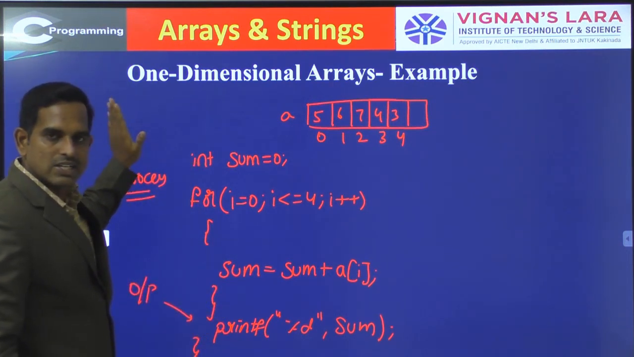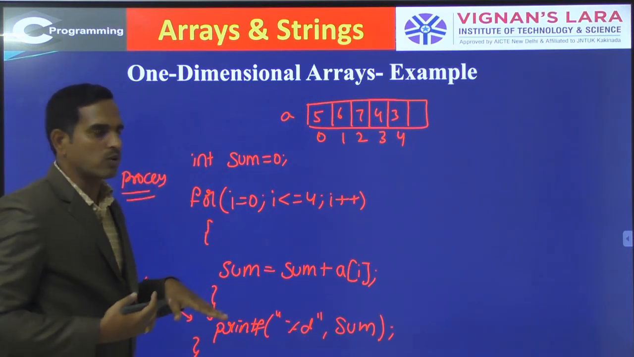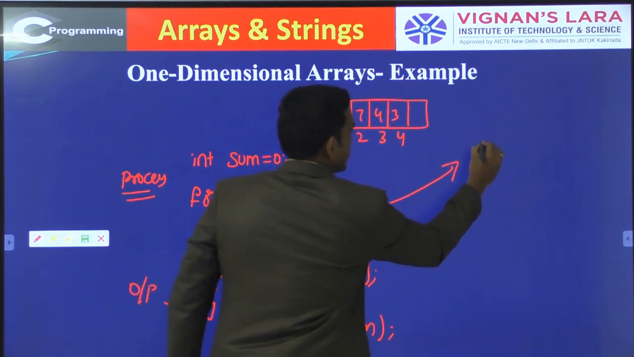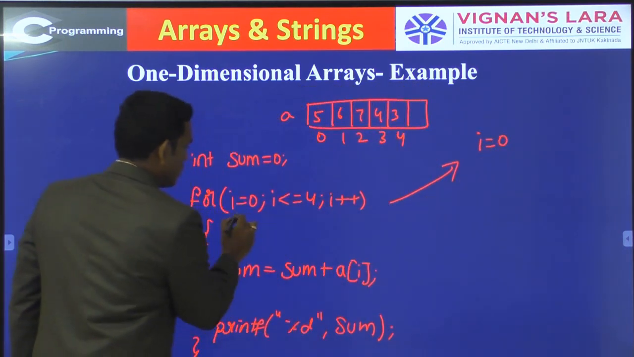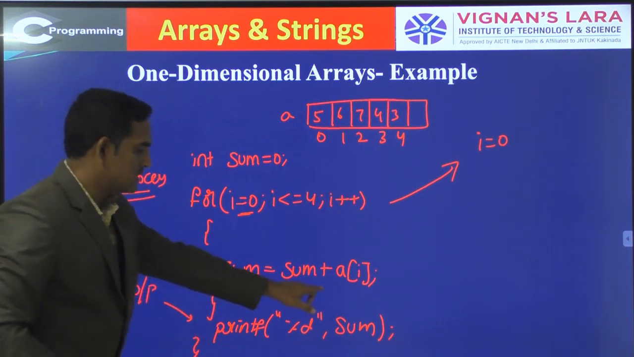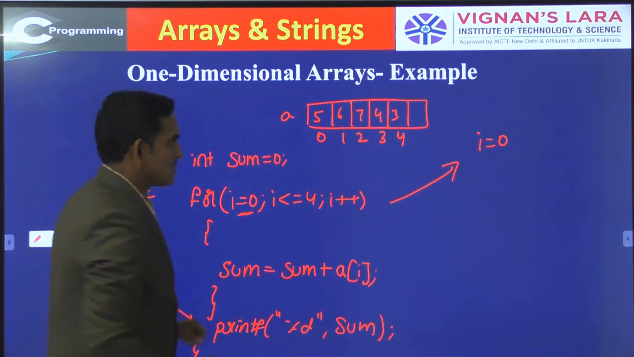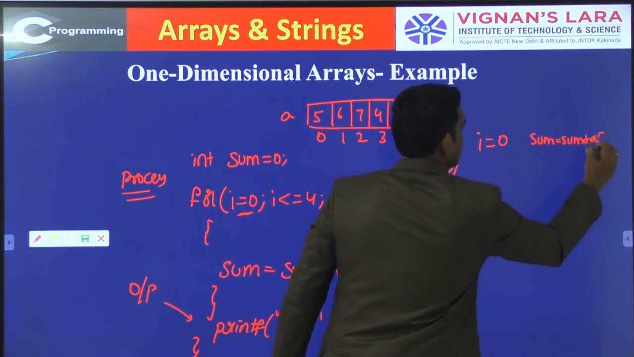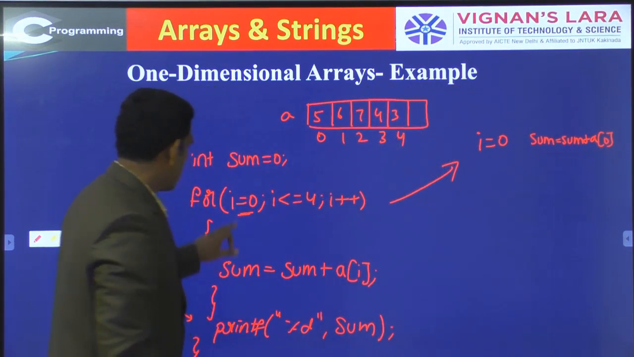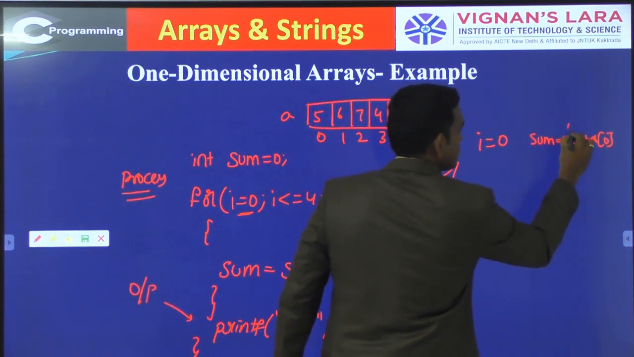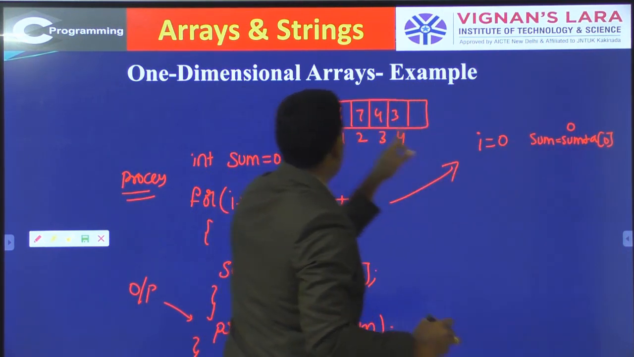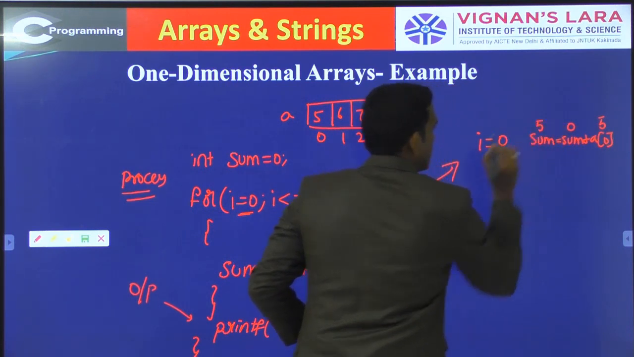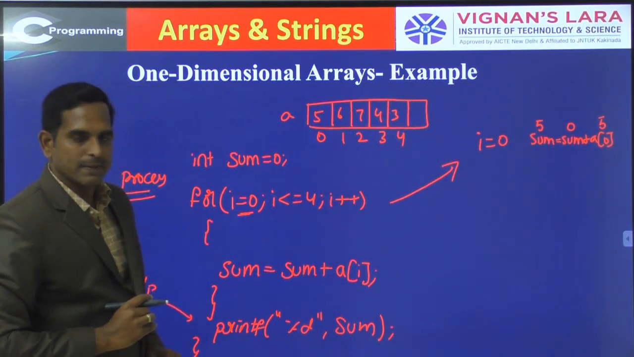So whatever the declaration and the input part will be same as before program. Now coming to what you have done here. When your for loop I value is equal to 0, this statement will be executed once. That is, sum is equal to sum plus A of 0. Initially your sum value will be 0. Next, A of 0 value is 5. 0 plus 5. Now at that instance my sum value will be 5.